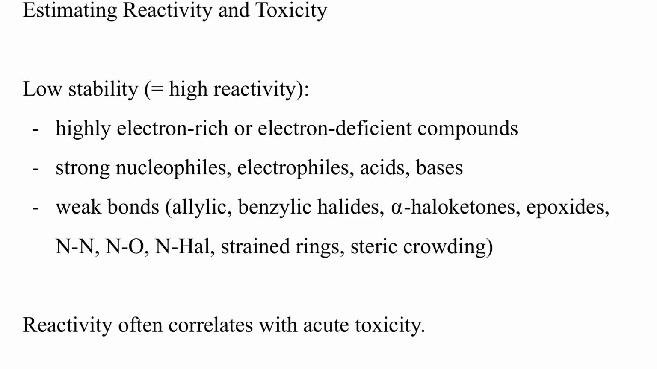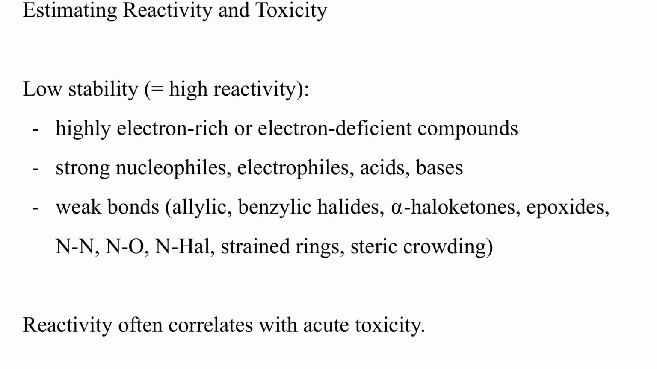When designing a synthesis, we should have a notion about the stability and toxicity of intermediates. Highly electron-rich or electron-deficient compounds will react with even weak electrophiles or nucleophiles, including oxygen, carbon dioxide, water, and proteins. Enamines, for instance, turn yellow or brown when exposed to oxygen, and tetraaminoethylenes even glow in the dark. Then, organic compounds with many weak bonds are reactive and sometimes explosive.